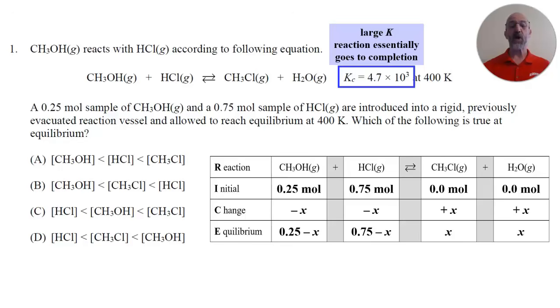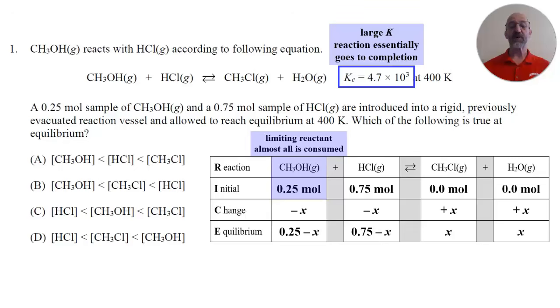So based on that 1-to-1 mole ratio, the fact that 0.25 is less than 0.75, we can see that if this reaction does go essentially to completion, the smaller number of moles in this case, for the CH3OH, will be consumed completely, essentially completely, and there will be some extra or leftover HCl when this system reaches equilibrium.